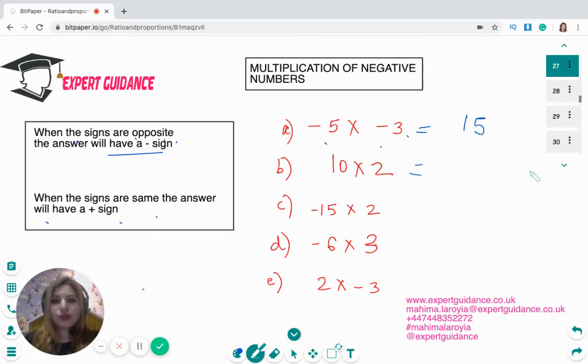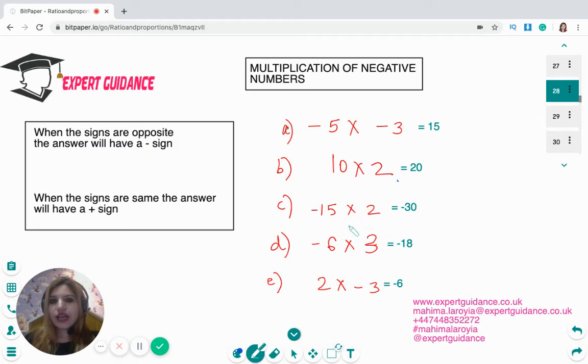For the next question, 15 times 2 is 30, but since the signs are opposite, the answer will have a negative sign. Minus 6 into 3, minus 18. 2 times minus 3 is minus 6. So I hope this multiplication is clear to you.